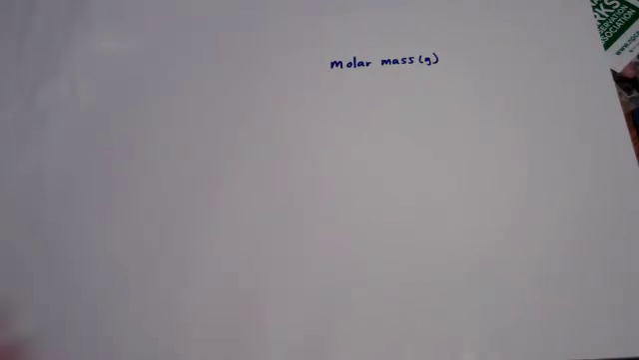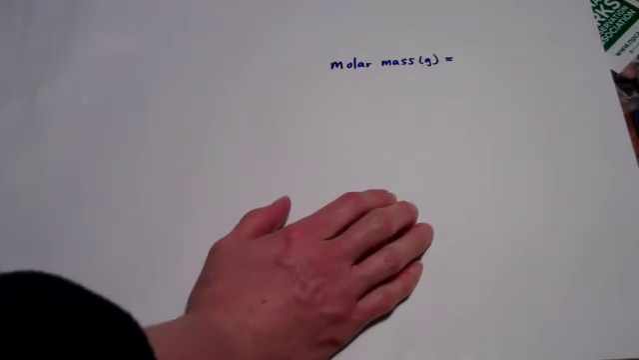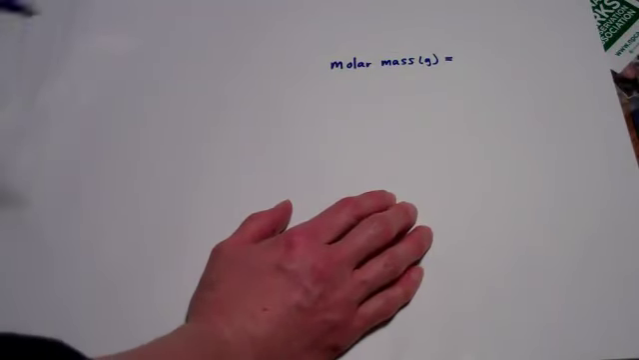So one of the things we want to review really quick is the molar mass. So the molar mass is going to be the sum of all the atomic weights of the atoms that are involved in a molecule. And it's going to be represented in grams. So the molar mass is essentially the sum of all atomic weights in grams of all the atoms that are present within a molecule.